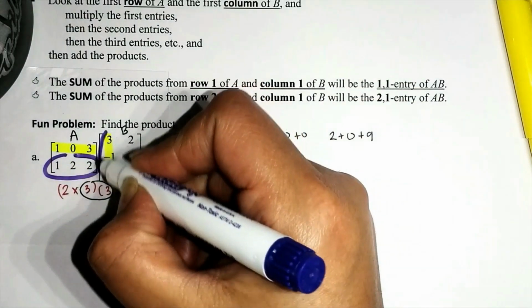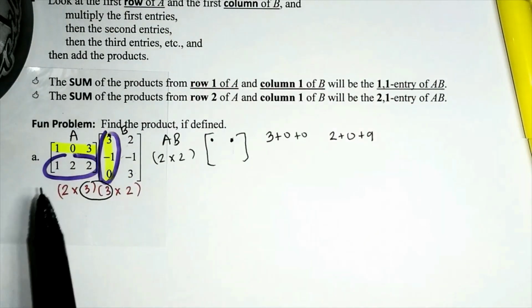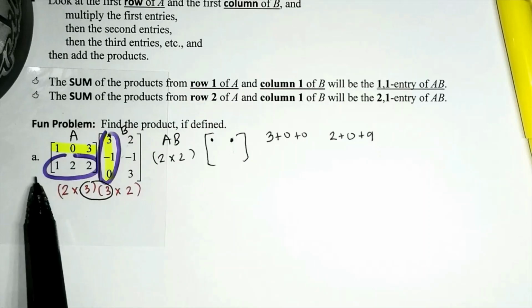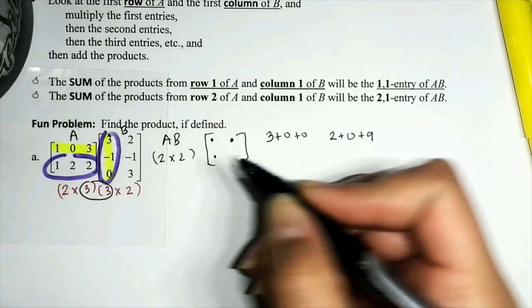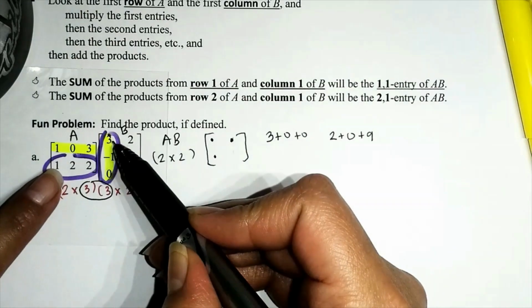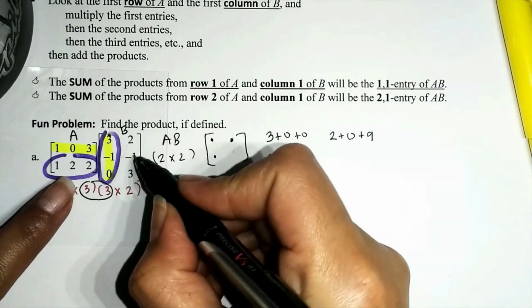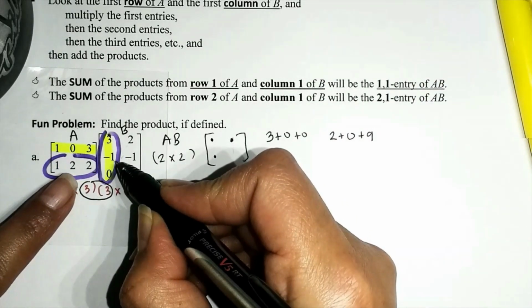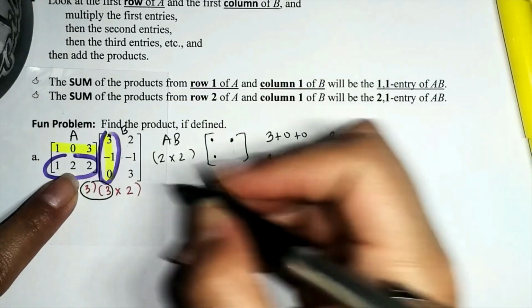So row 2, column 1. Row 2, column 1, that will be the 2 1 entry. So right here, row 2, column 1. Let's take the products and add them up. Okay, first product, 1 times 3 is 3. Next product, 2 times -1 is -2. So plus -2, or you can just put -2.